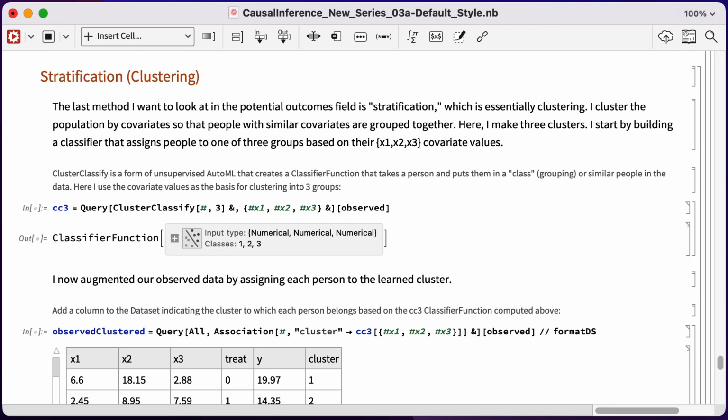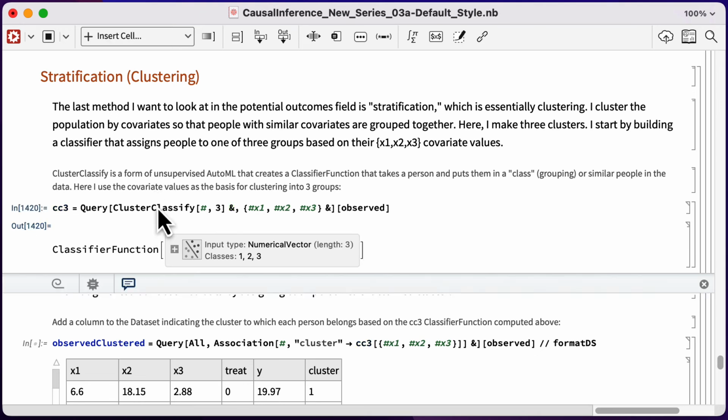One final method from the potential outcome school of causal inference. It's called stratification or clustering. Here's the idea. It's the same concept as matching, really. Let's get people who are similar to each other in terms of their covariates. So let's perform some clustering that groups people together. The Wolfram Language command to do this is ClusterClassify.